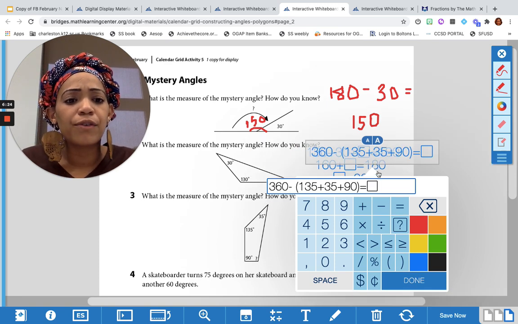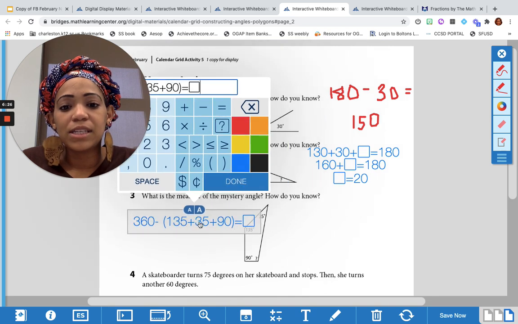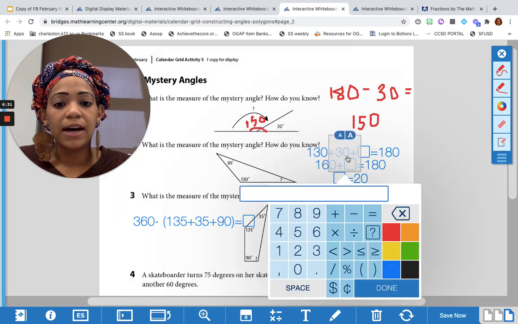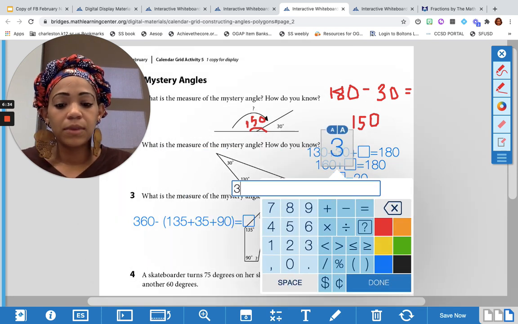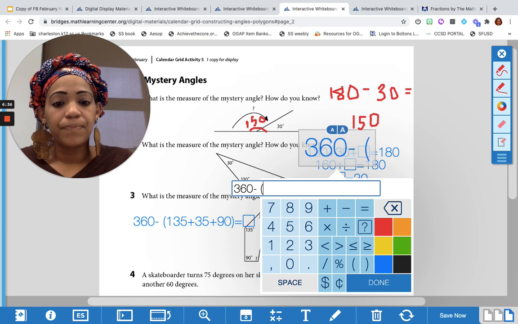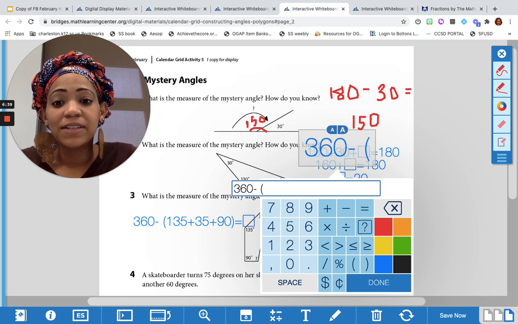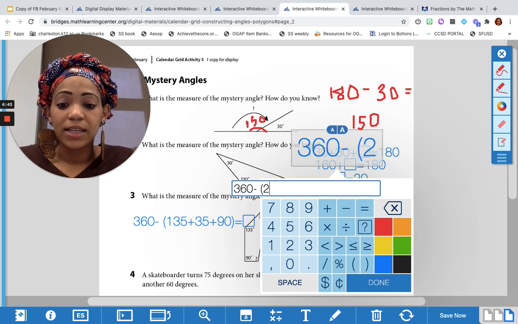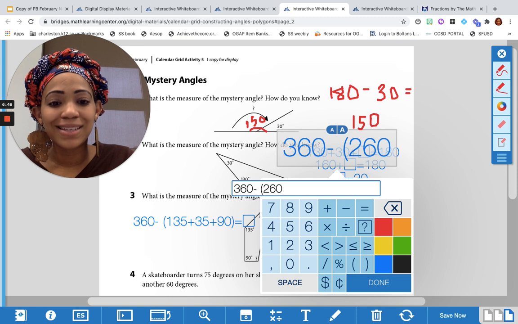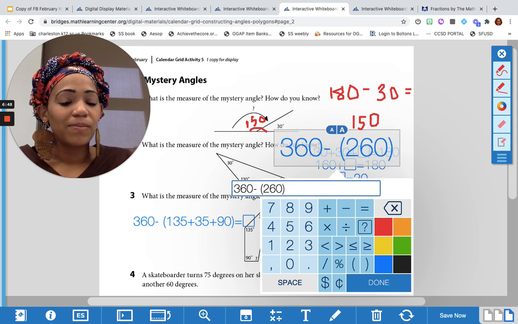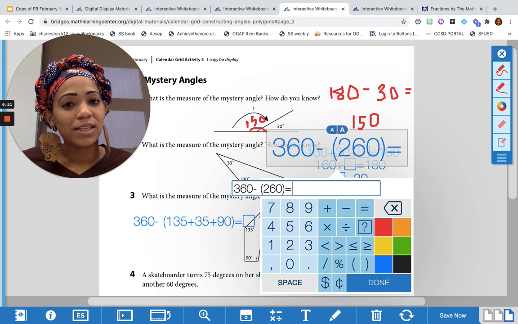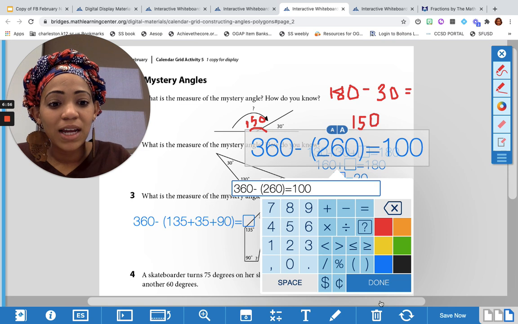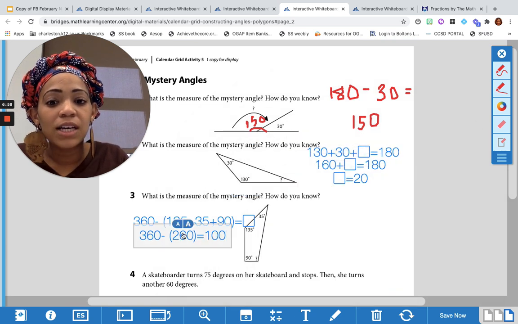So let's solve for within the parentheses first, which is what we're supposed to do. What is 135 plus 35? Good, that's 170. Now I need to add 90 to that. Right, it's 260. So that's an easy problem. 360 minus 260 would give us what? 100 degrees. Our unknown angle is 100.